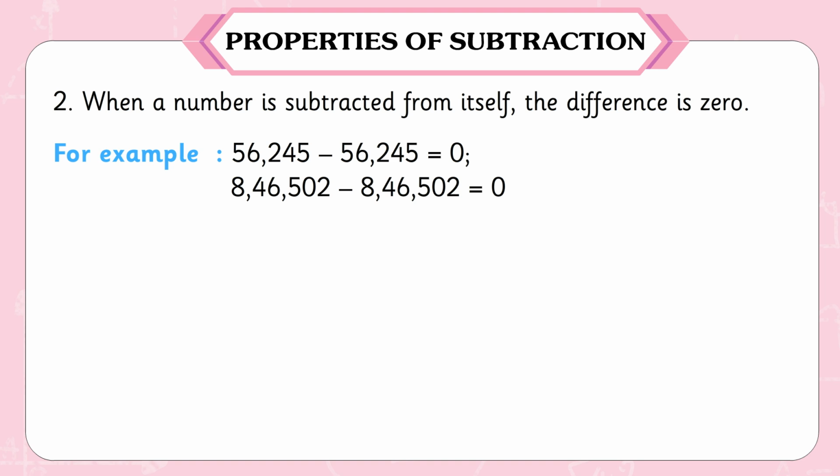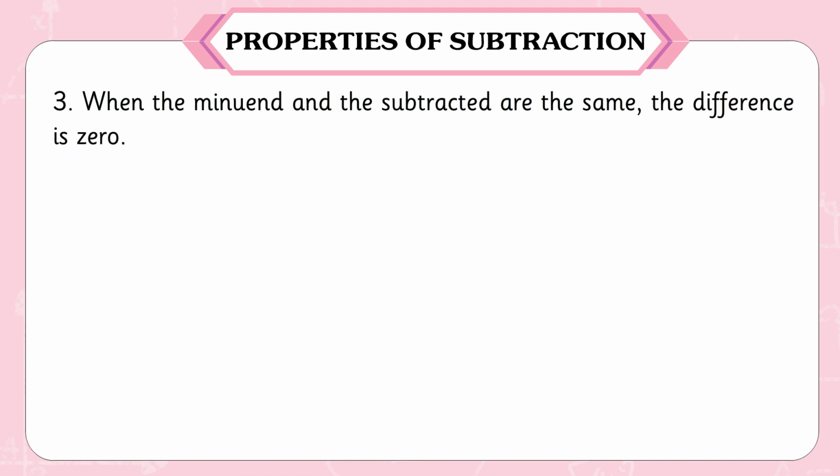2. When a number is subtracted from itself, the difference is 0. For example, 56,245 minus 56,245 is equal to 0. 8,46,502 minus 8,46,502 is equal to 0. 3. When the minuend and the subtrahend are the same, the difference is 0. For example, 7,489 minus 7,489 is equal to 0.